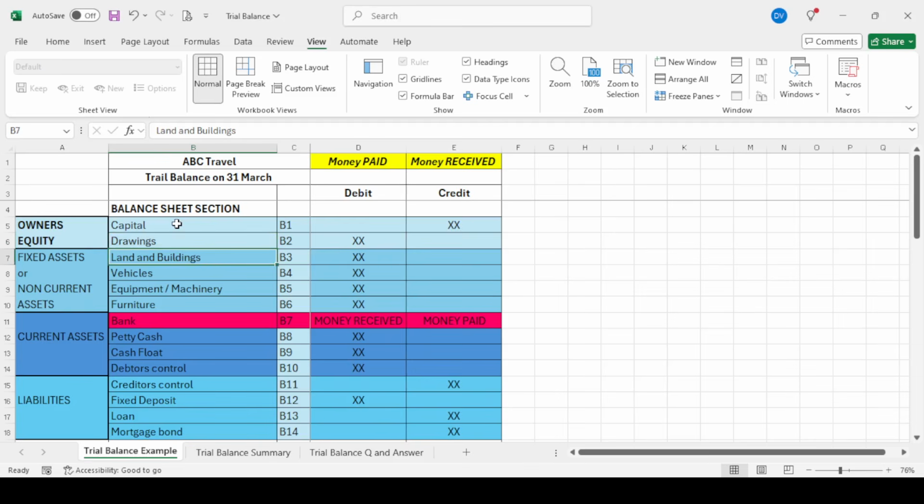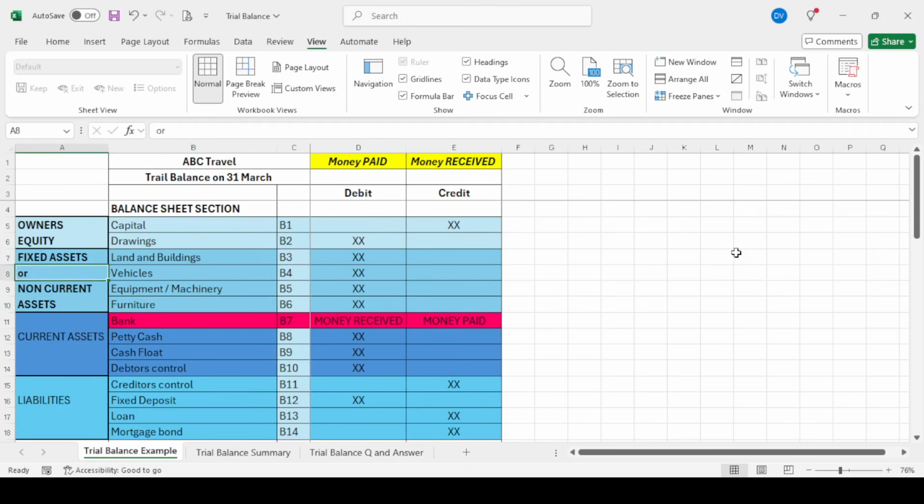Right. The next part of your balance sheet section will be your fixed assets, and sometimes they also refer to it as non-current assets. This will include land and buildings, vehicles, equipment or machinery, and furniture. Guys, you can learn this in this order. You have to know it like this.